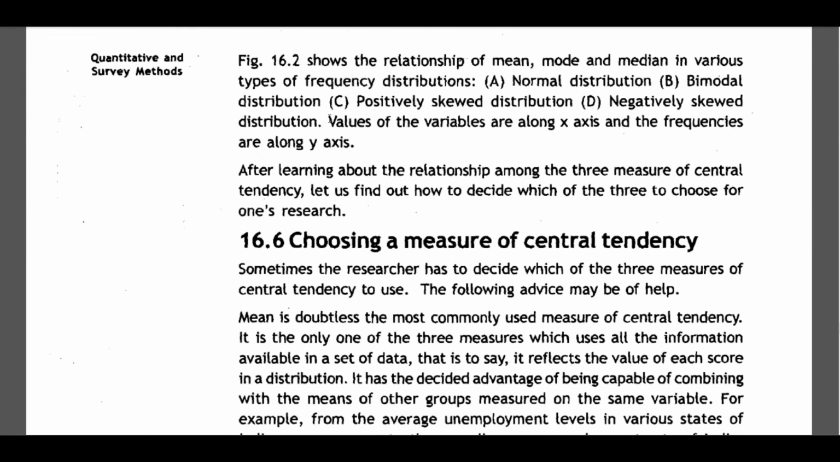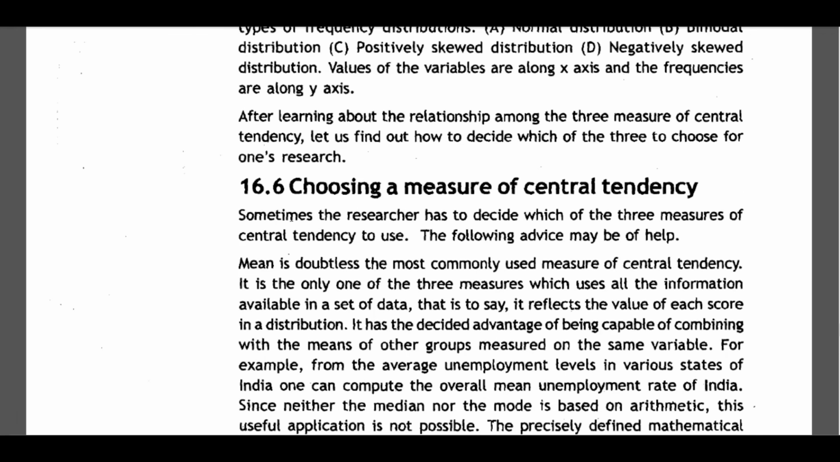Figure 16.2 shows the relationships of mode and median in various types of frequency distribution: A, normal distribution; B, bimodal distribution; positively skewed distribution and negatively skewed distribution. Values of the variables are along the x-axis and the frequencies are along the y-axis. After learning about the relationship among the three measures of central tendency, let us find out how to decide which of the three to choose for one's research.